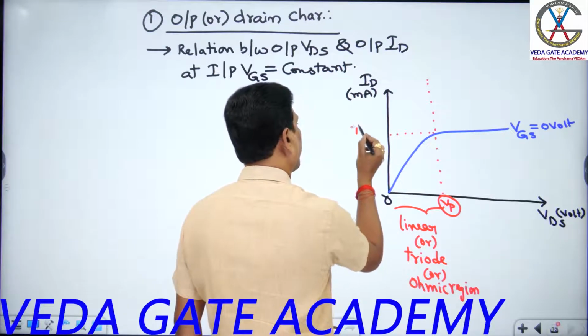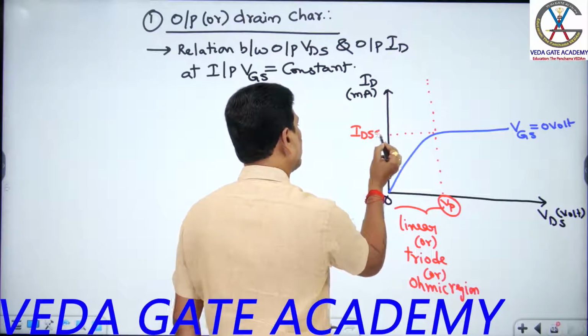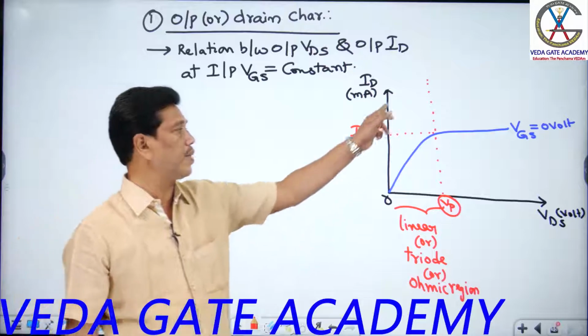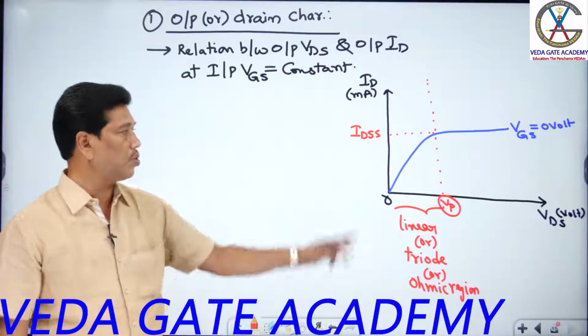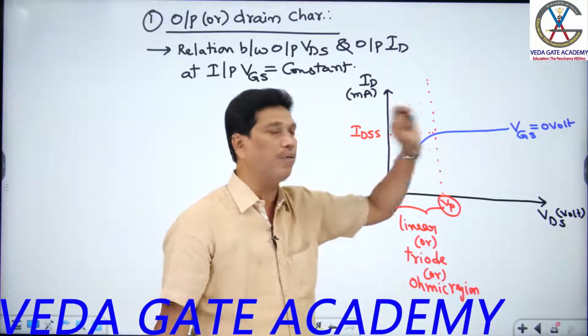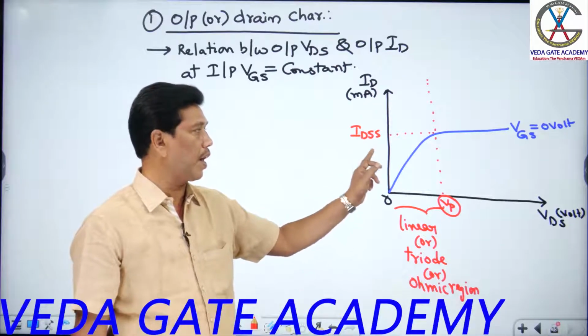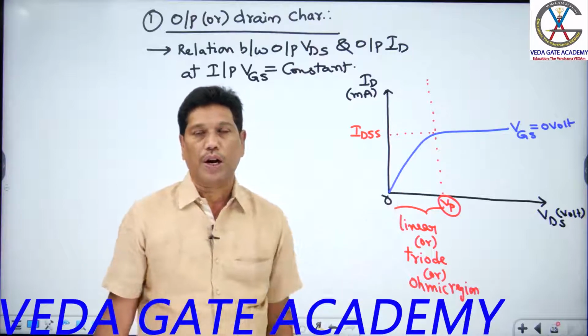The corresponding drain current attains its highest value. That is called IDSS, the saturated drain current. So the saturated drain current that I can expect for VGS equal to 0 is the maximum drain current. At VGS equal to 0 you can define it.